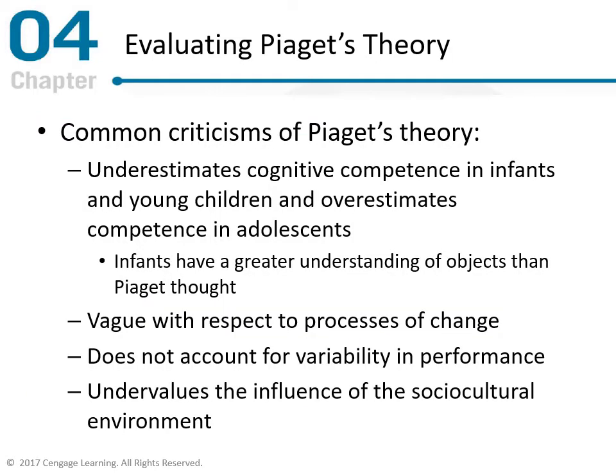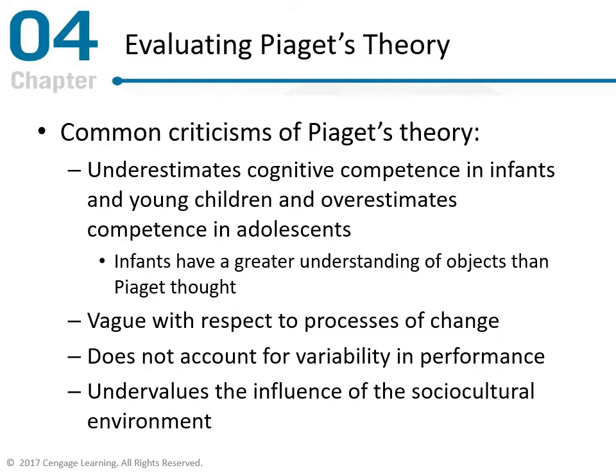So now that we've gone over Piaget's theory of cognitive development in infants, young children, and adolescents, let's look at some of the common criticisms of Piaget's theory. So the first one is that it underestimates cognitive competence in infants and young children and overestimates competence in adolescents.